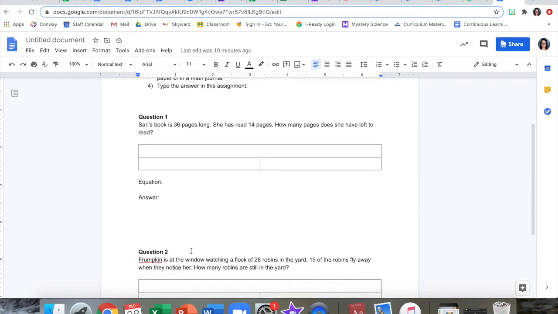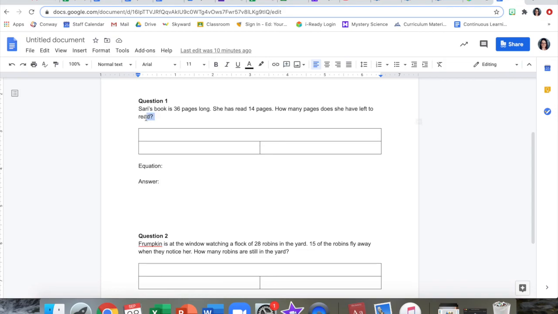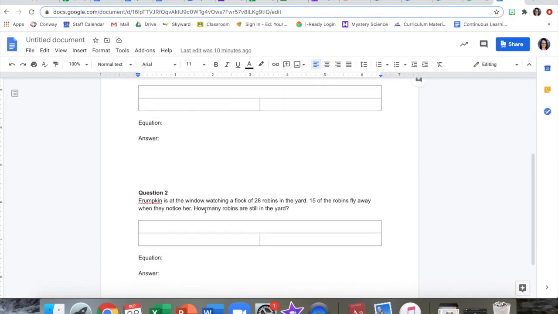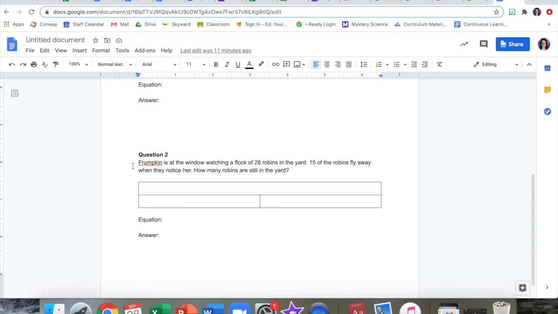Here's the first story problem. Sari's book is 36 pages long. She's read 14 pages. How many pages does she have left to read? The other story problem is about my cat. Frumpkin is at the window watching a flock of 28 robins in the yard. 15 of the robins fly away when they notice her. How many robins are still in the yard?